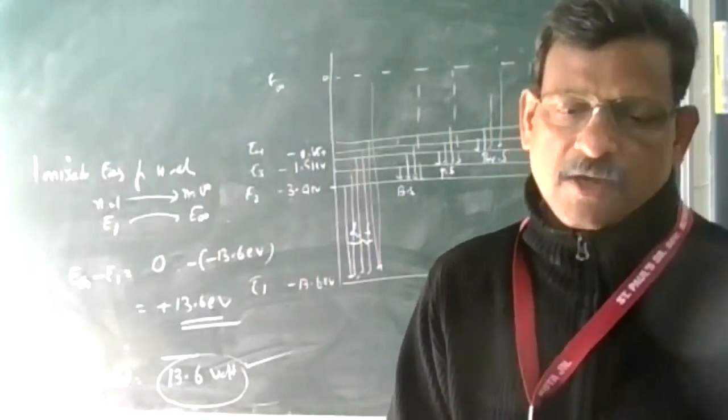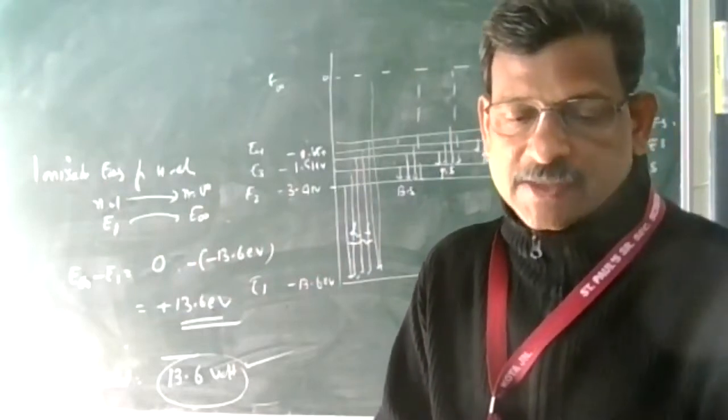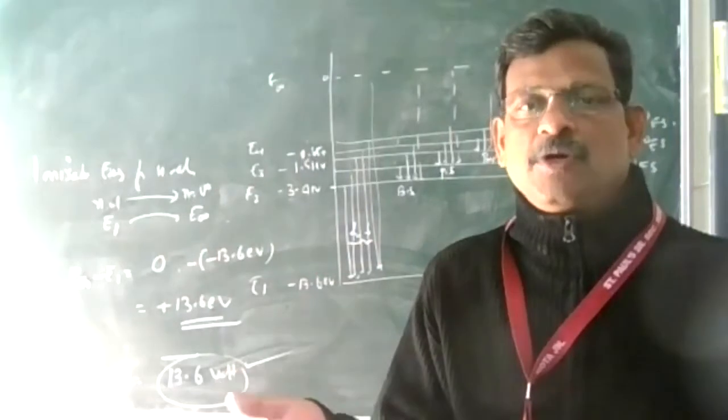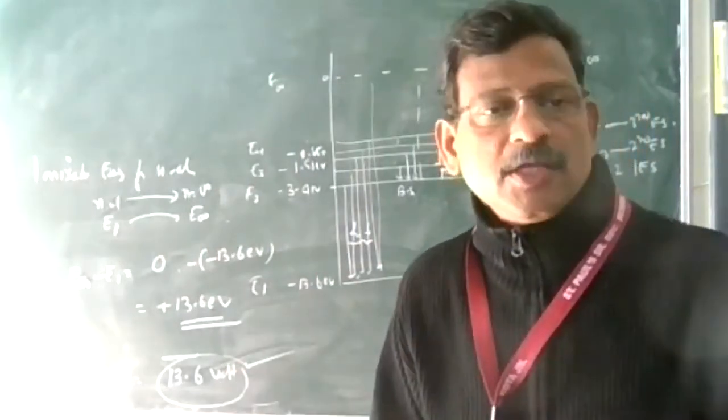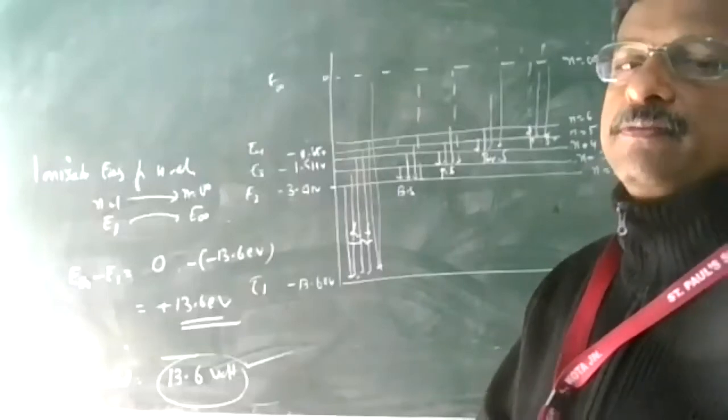It is a unique value. So ionization potential is constant for an atom, whereas excitation potentials are not constant for an atom. That depends upon from which orbit the electron is. So these points are very, very important.